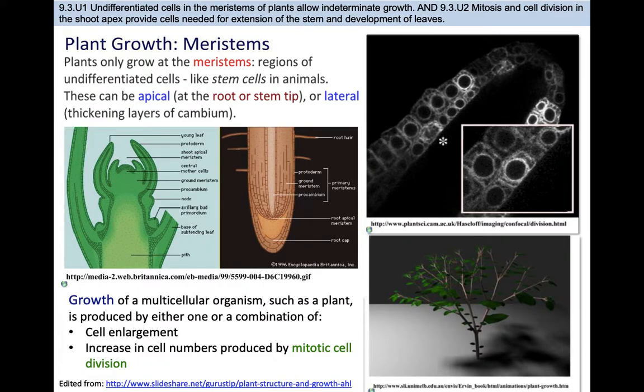All right, so you might have already taken a look at meristematic tissue. Plants will grow at the meristem. A meristem is an area within the plant where you have undifferentiated cells, so they're essentially like stem cells. These cells are going to divide through mitosis and allow the plant to grow. They can be found apical, which is the root or stem tip, or lateral, which causes thickening. Growth of a multicellular organism, such as a plant, is produced by either one or a combination of cell enlargement or increase in the number of cells through division.